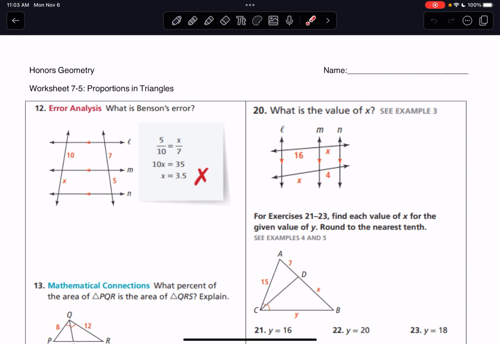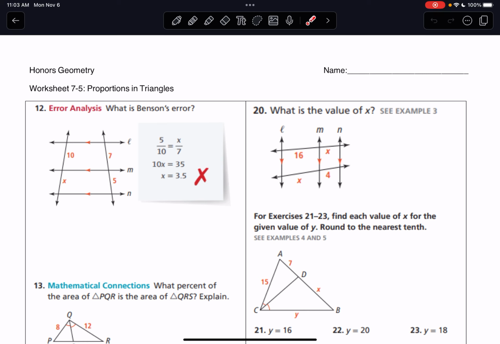Benson has used the proportion 5/10 equals x/7. The problem is that 5 and 10 are not corresponding in any way. They're not both on the same line, and they're not both the same segment of that line. So 5 and 10 cannot be in the same fraction of a proportion. That's like the main reason that we can't solve this one.